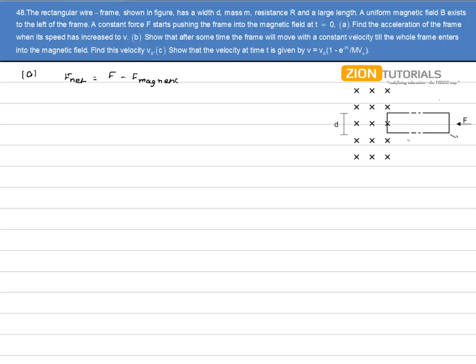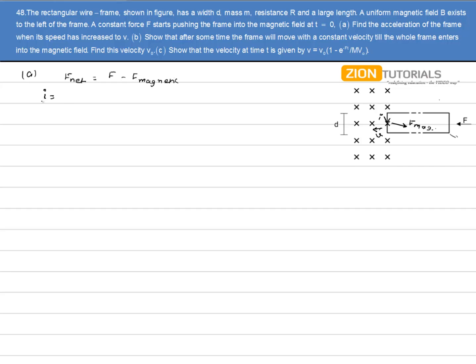Fine. Now clearly the magnetic field is inward, so the current that will be generated will be in the downward direction, so the force that will be acting on this rod will be to the right hand side. This is F magnetic. Now we have to calculate the acceleration when the velocity is v. Let's suppose at this very instant the velocity is v in this direction.